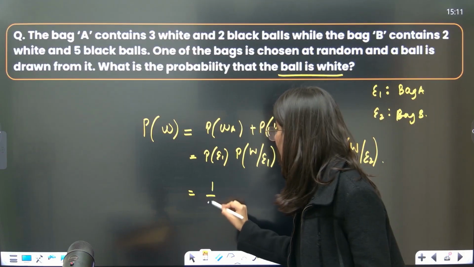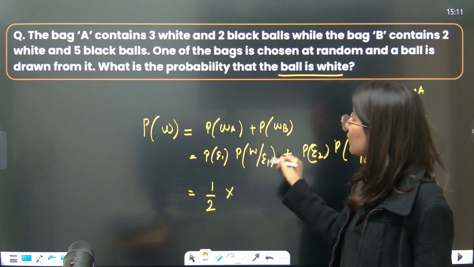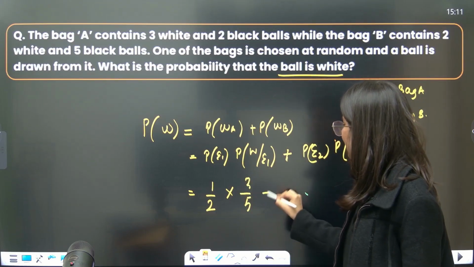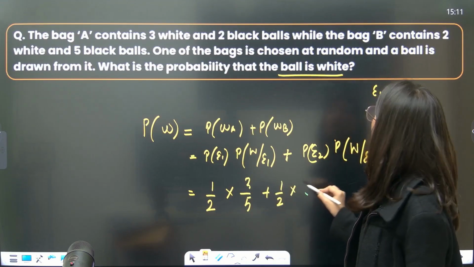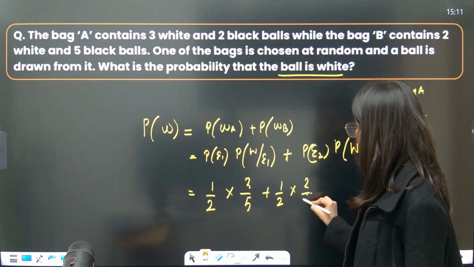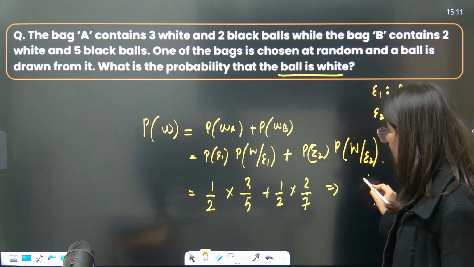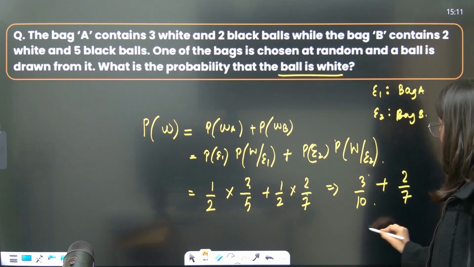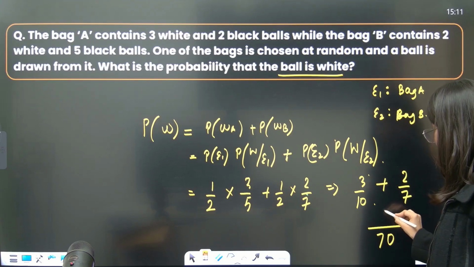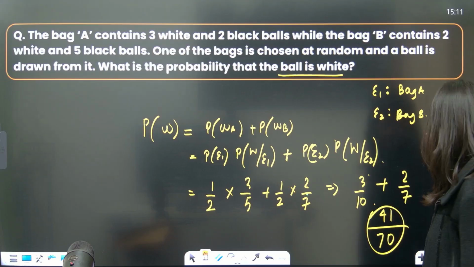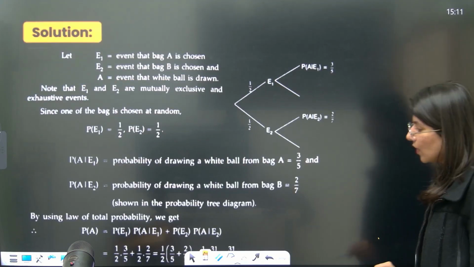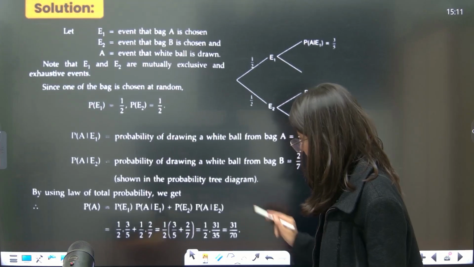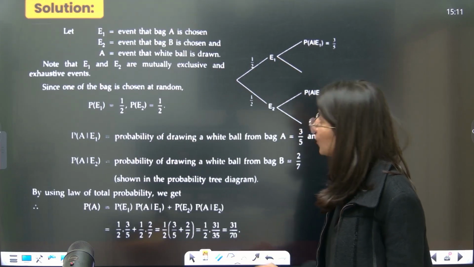So the probability of E1 is half. The probability of getting a white ball from the E1 bag is 3 by 5. Plus again half, and this time 2 by 7. So this is how it is. This is 3 by 10 plus this is 2 by 7. 21 plus 20, 41 over 70. This is your final probability. Now let me tell you how to write it. 31 by 70.